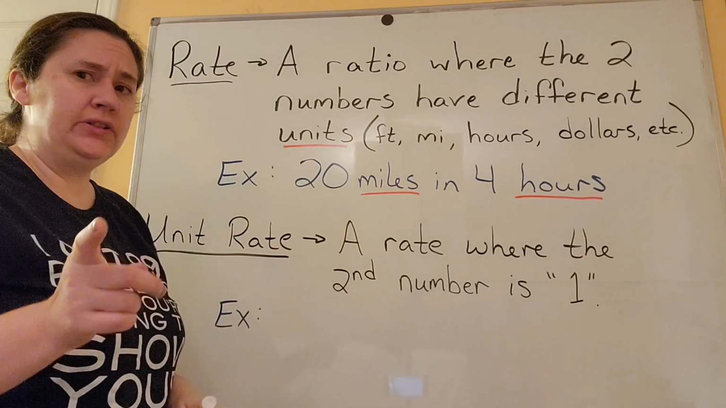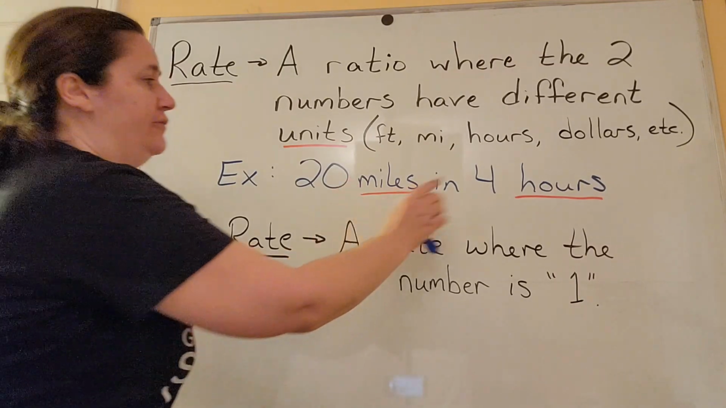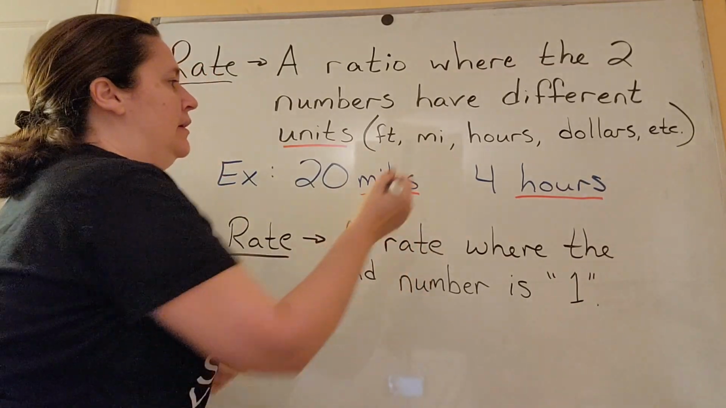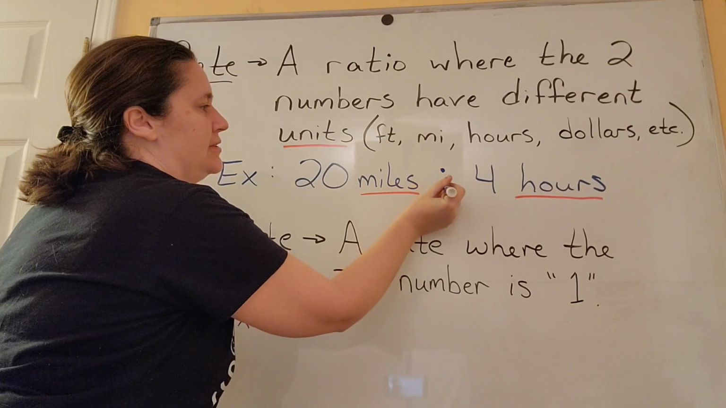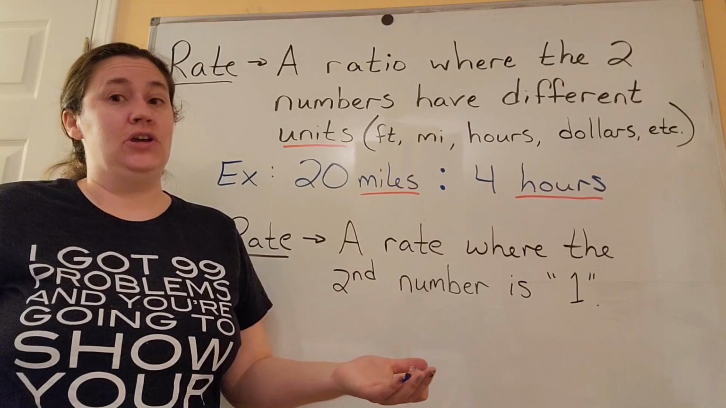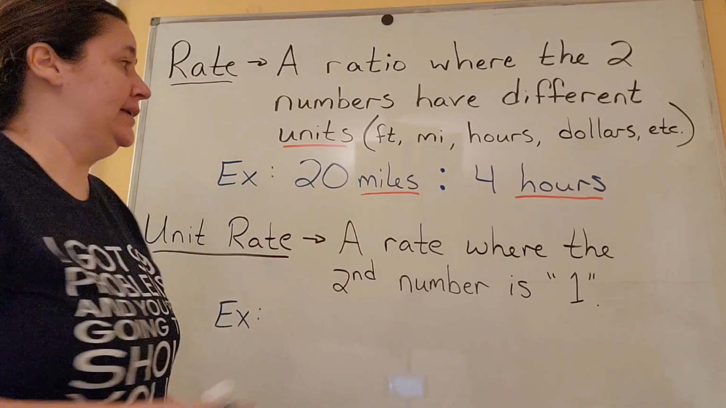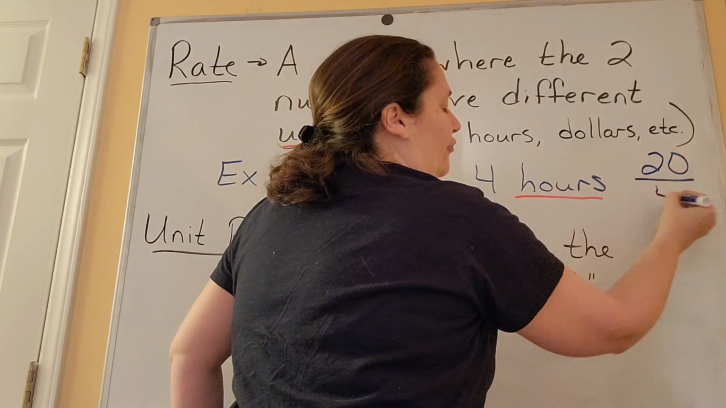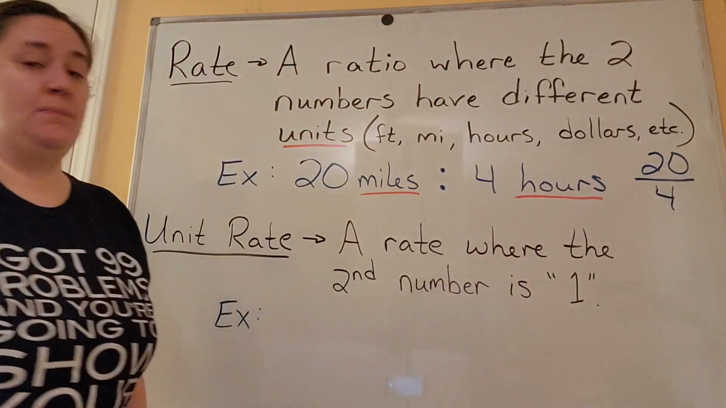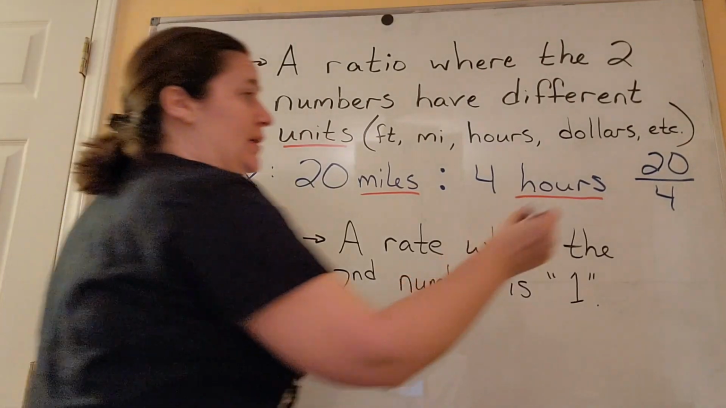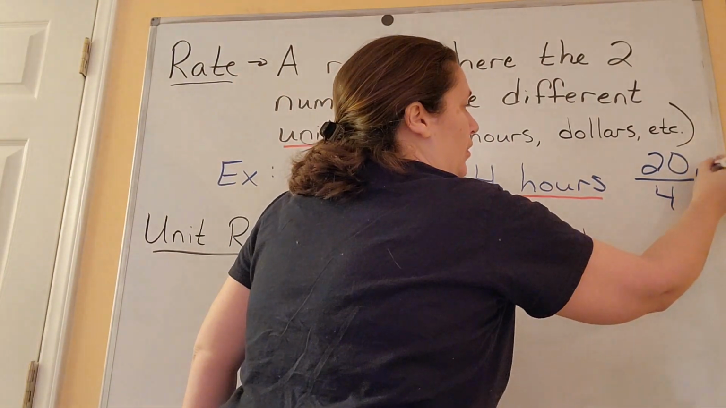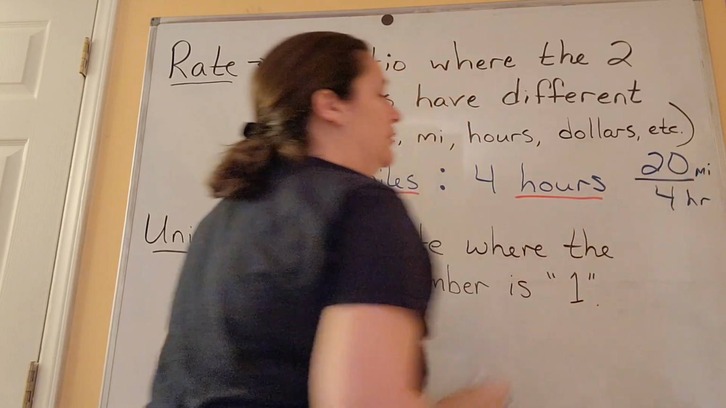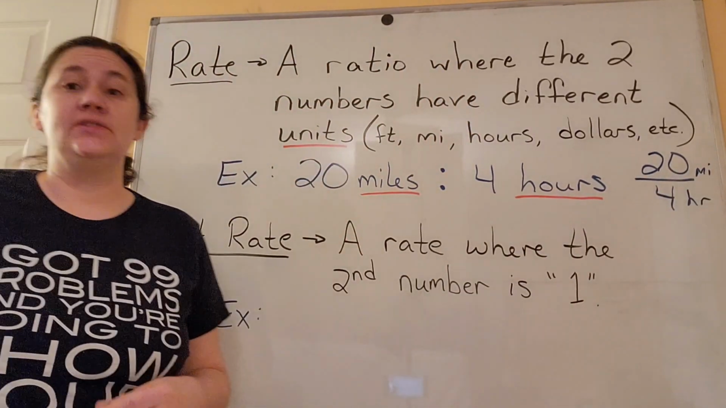And I know it doesn't look like a ratio, but instead of writing the word in, I could put those two dots, and now it looks like a ratio. Or I could write it as a fraction. I could write this as 20 over 4. That is miles in hours. 20 miles over 4 hours. So now it looks like a ratio.